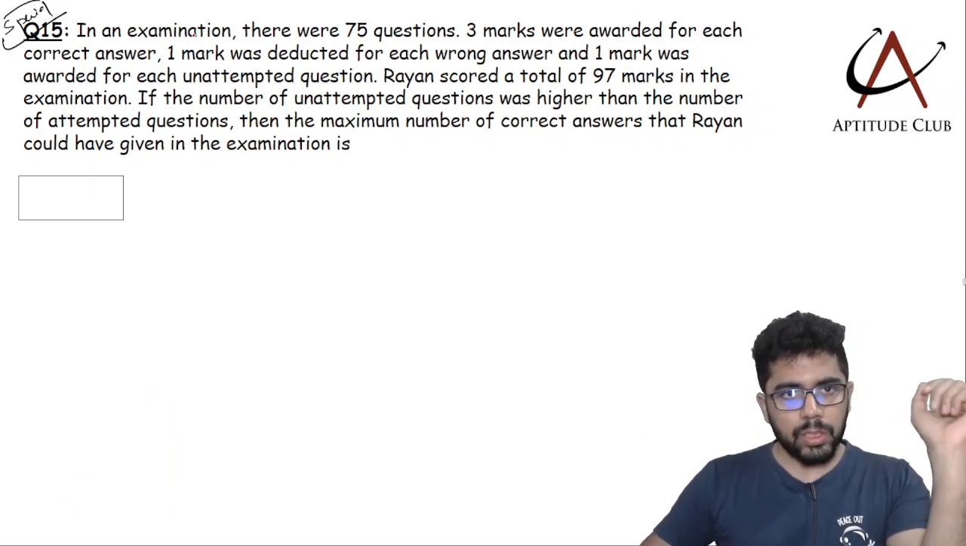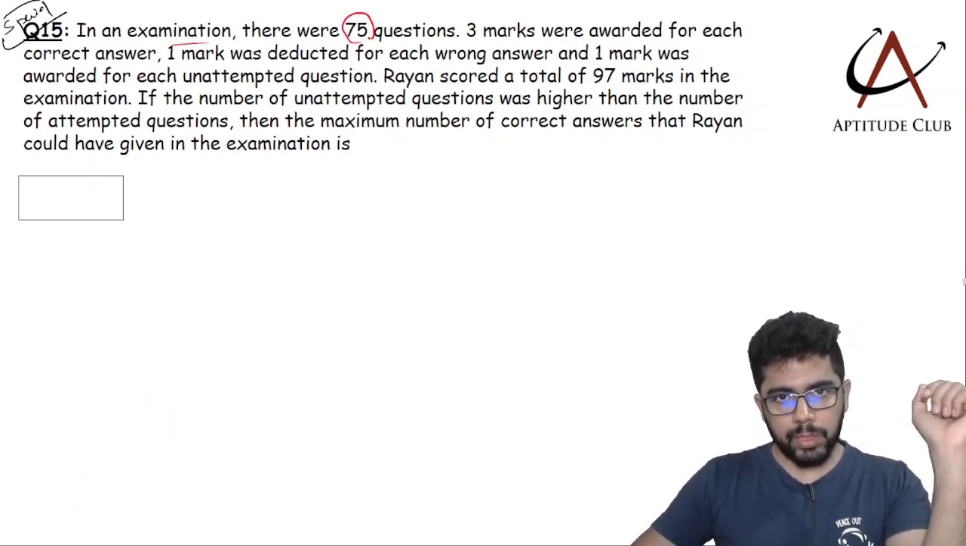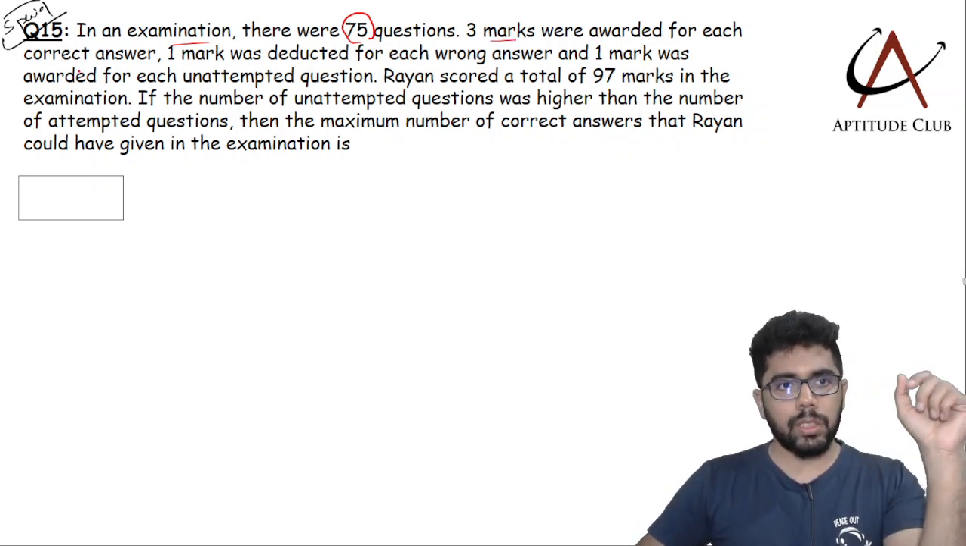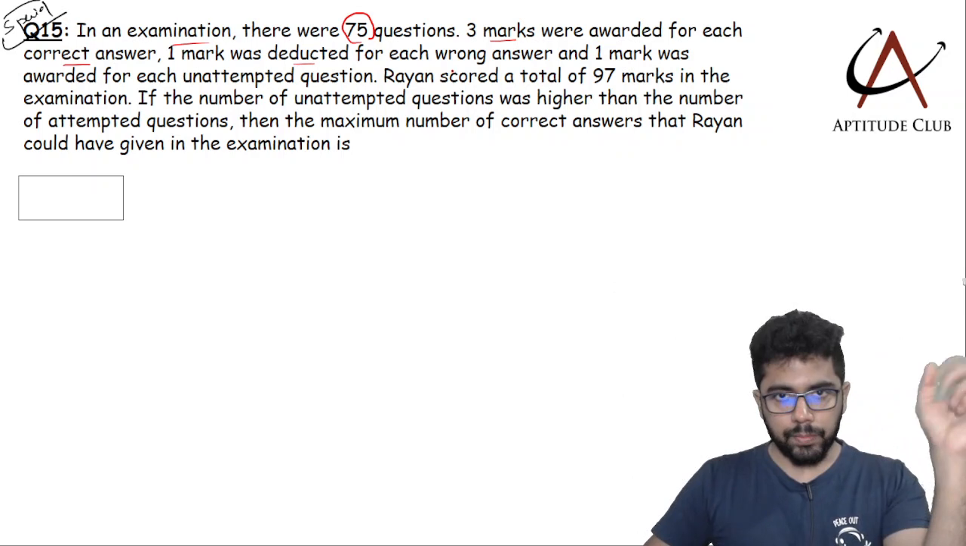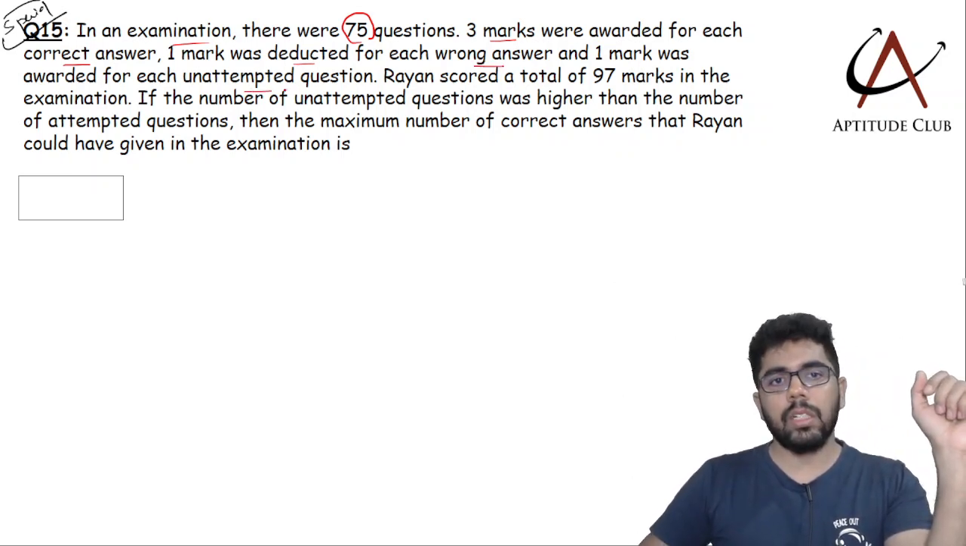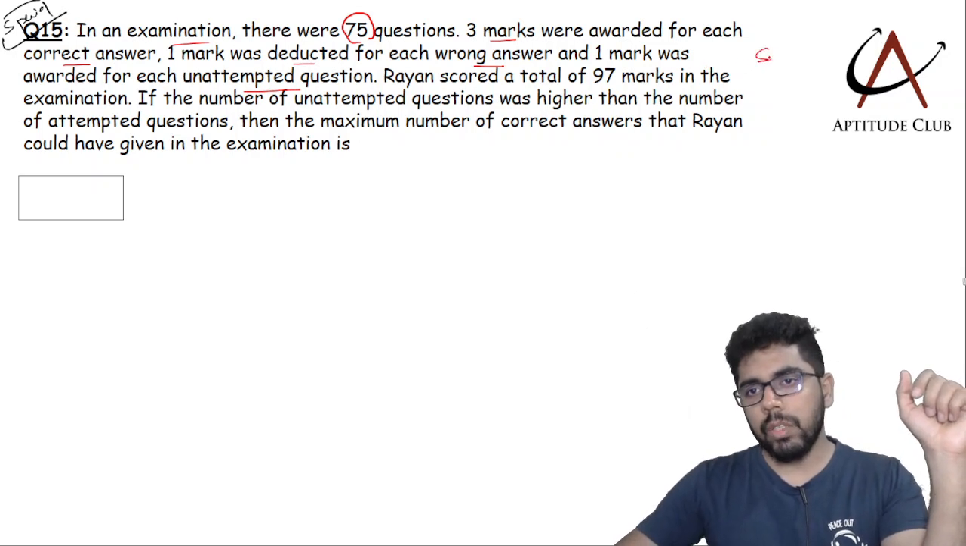So a student is giving an examination and 75 questions were there. You get 3 marks for each correct answer, 1 mark is deducted for each wrong answer, and 1 mark is awarded for each unattempted question. So this is a special equations question.